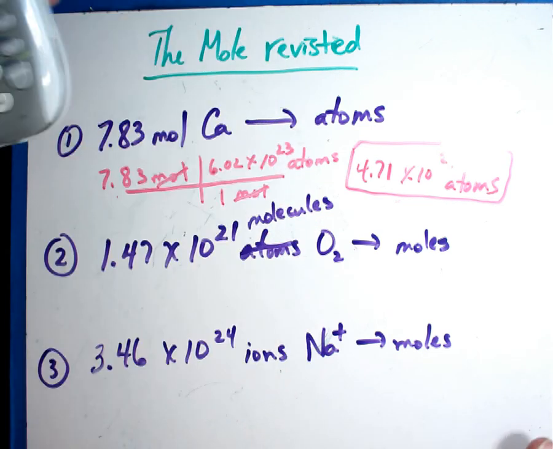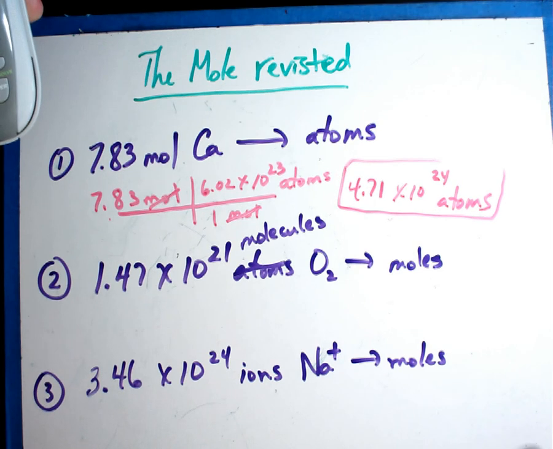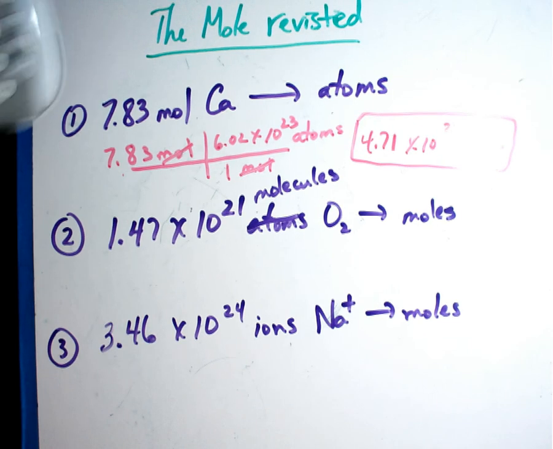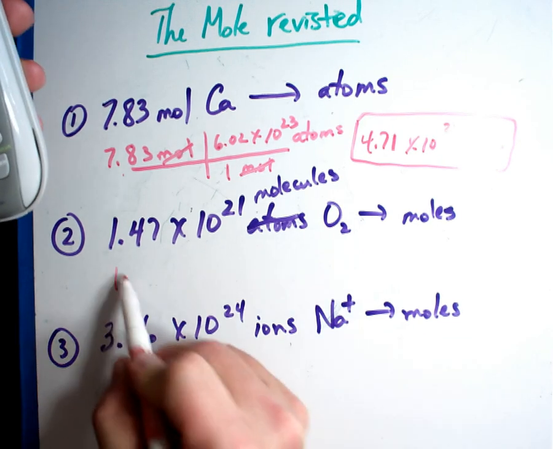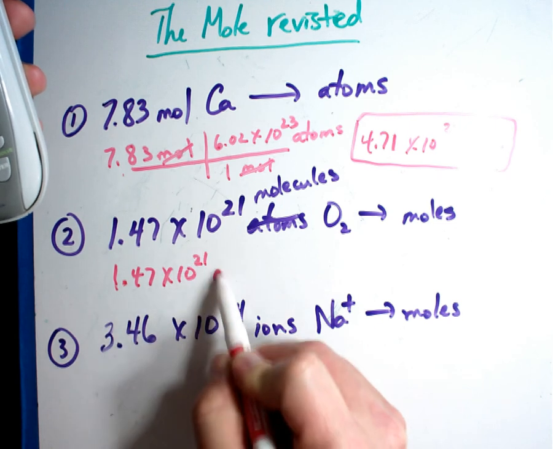And that didn't come out on the screen very well, so let me drop that so you can see it. 4.71 times 10 to the 24th. My calculator does all the work for me. Notice these two are on the top, so I multiply them, and I get the answer. See how we did for the second one. On the second one, I start with what I'm given, 1.47 times 10 to the 21st molecules.